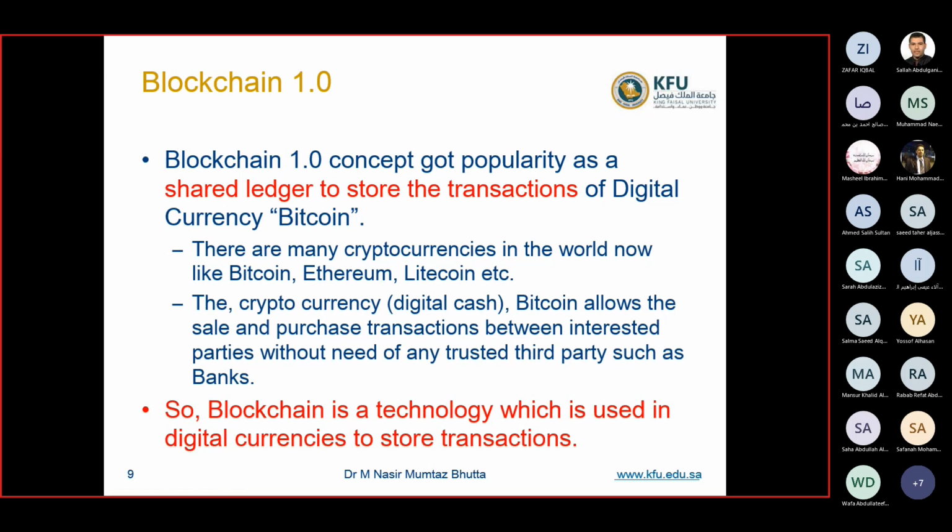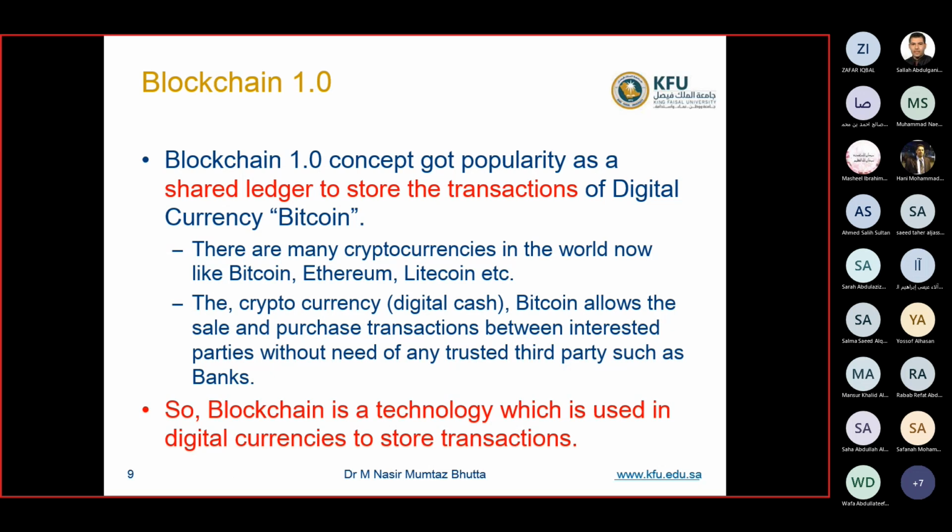In cryptocurrency, Bitcoin allows the sale and purchase of transactions between interested parties without any need of a third party. This is very important to understand: in transactions using blockchain, we don't need any trusted third party like banks. Inshallah, the next slides will explain this concept in more detail. This is the main power of blockchain, and why it is being considered a preferable parallel currency compared to the printed currency being used in the world. For transactions, it does not need any third party to make the transaction successful. So we made this point clear: blockchain is a technology used in digital currencies to store transactions, and it is not itself the digital currency.